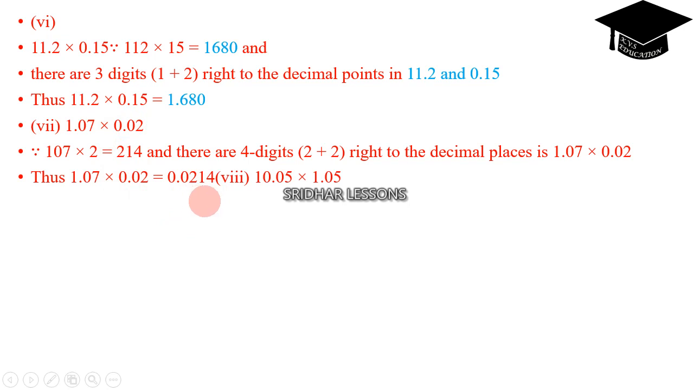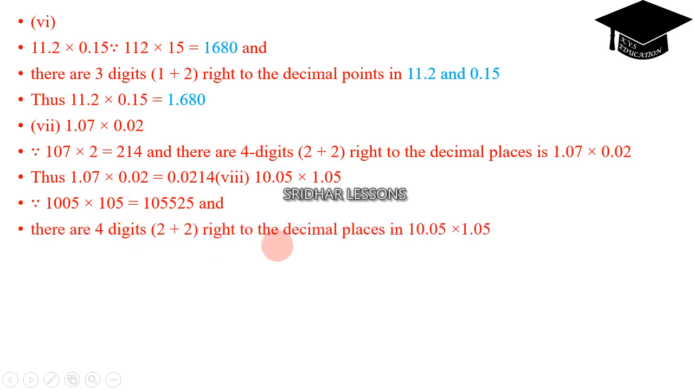Question 8. 10.05 into 1.05. We can write this as 1005 into 105, which is equal to 105525. And there are four digits right of the decimal places. So we have to write this as 10.5525.